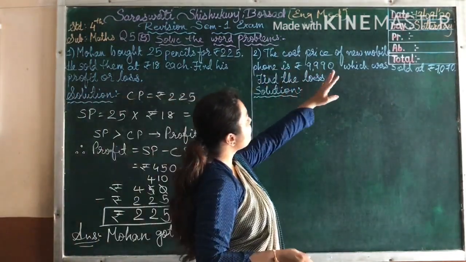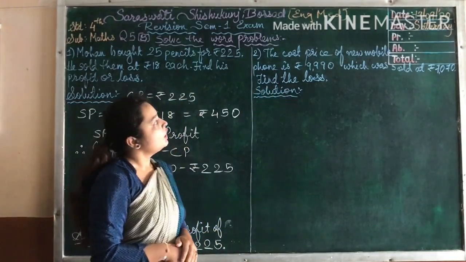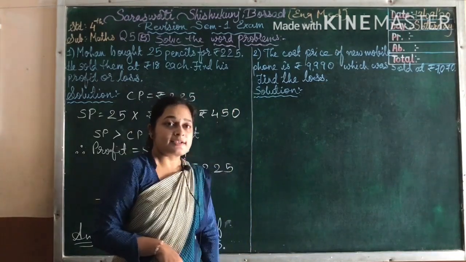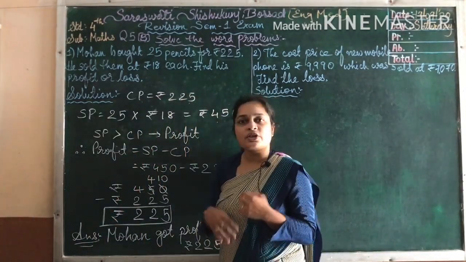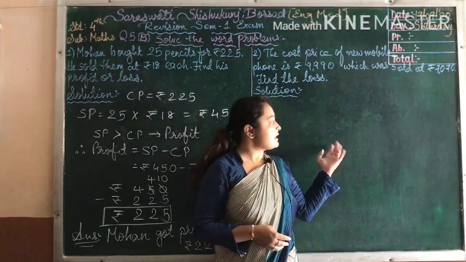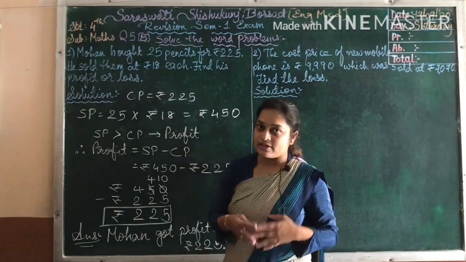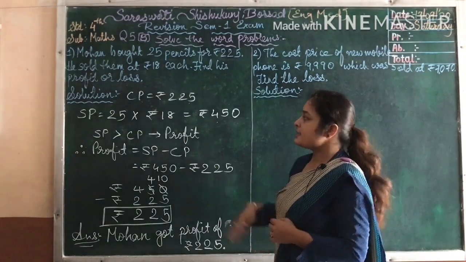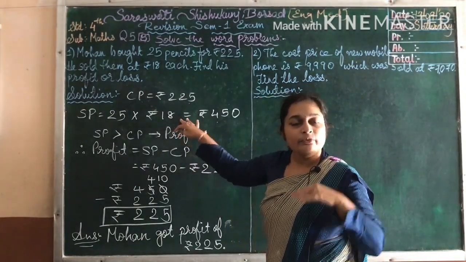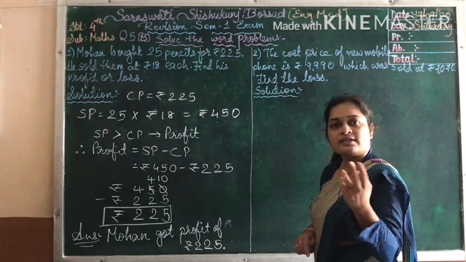The cost price of new mobile phone is rupees 9,990, which was sold at rupees 7,070. Find the loss. Look, in the first question it was not given to you whether it is sum of profit or loss. In the second question it is given directly that you have to find here loss, right? One more thing is that in first sum SP was also not given. We have to find it. But here SP and CP both is given, right? So let's solve that.